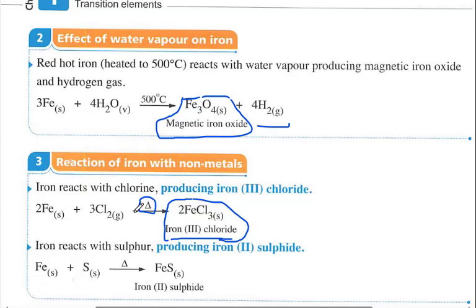The other kind of reaction is the reaction of iron with a normal nonmetal, not from the halogens, whose electronegativity is high but not higher than the very strong nonmetals. So in this case, iron reacts with sulfur by heat also and forms iron 2 sulfide or ferrous sulfide.